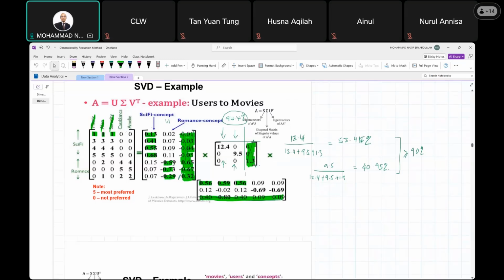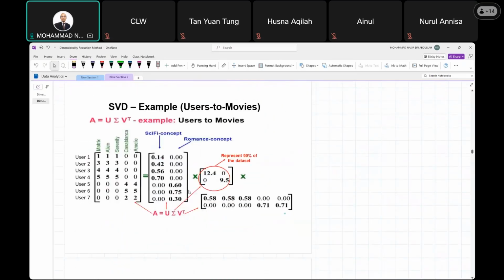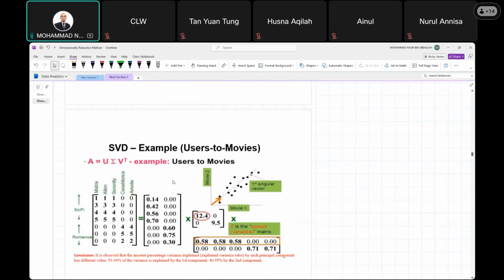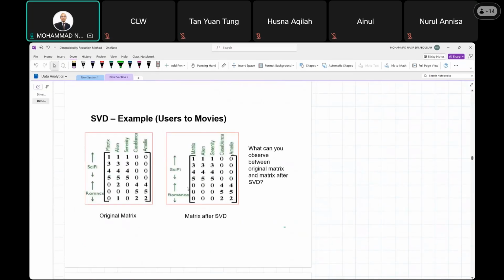So if you remove the last column and the last row for U and V transpose, then you can recalculate back the values to get the reconstructed A matrix, right? So if you look at this one, this is the reconstruction after SVD, so all the values that are not important will be forced to zero, right? Then you can see we have two dimensions instead of five independent variables, right? So the first dimension will be classified as sci-fi concept, and the second dimension will be classified as romance concept.